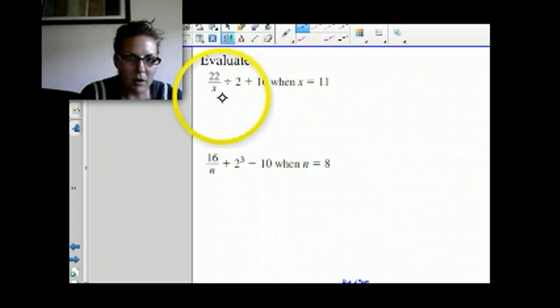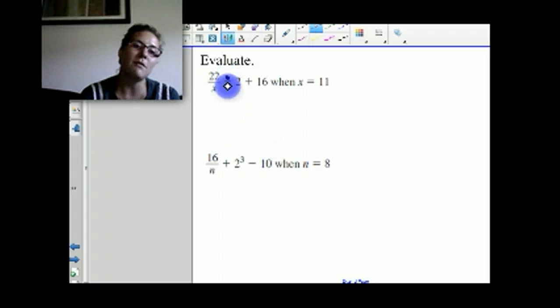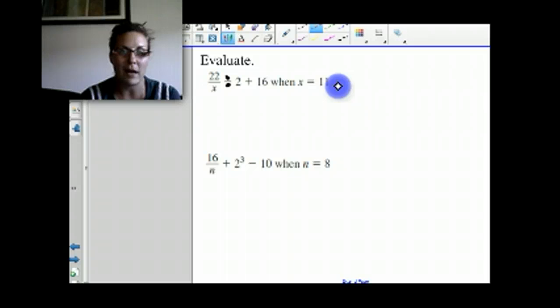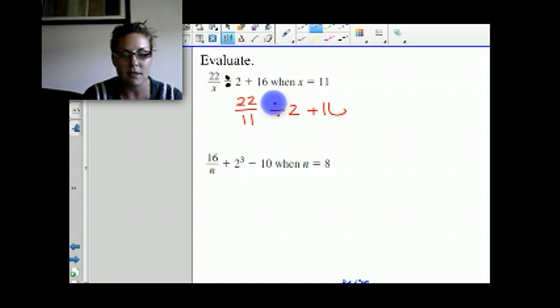This one looks like it might be hard to see, but that's 22 over x. That's a division sign. I sort of fixed it. Okay. 22 over x divided by 2 plus 16 when x equals 11. So if I substitute 11 in for x, I get 22 over 11 divided by 2 plus 16.